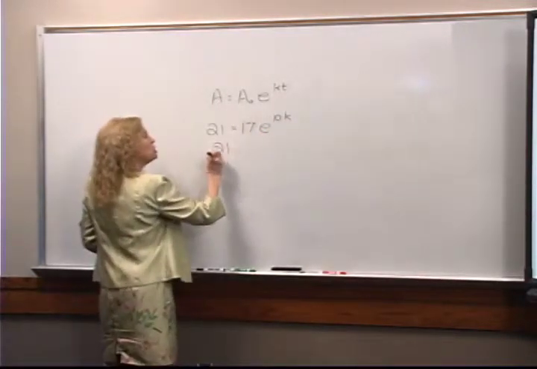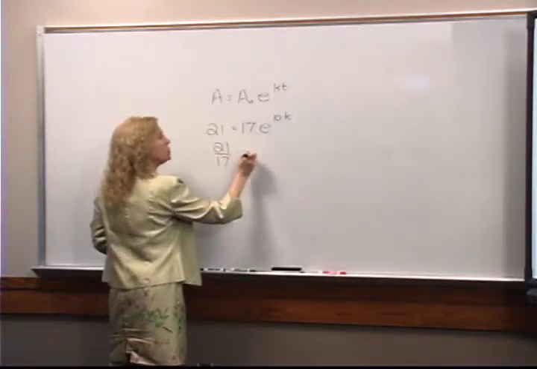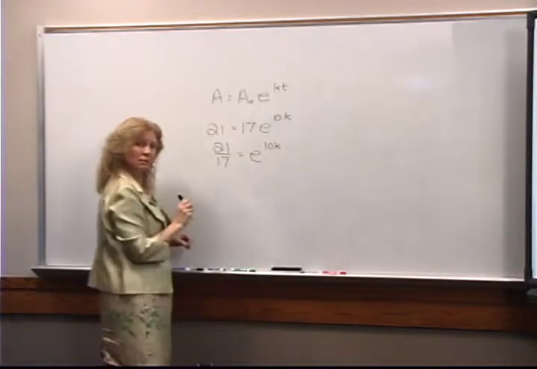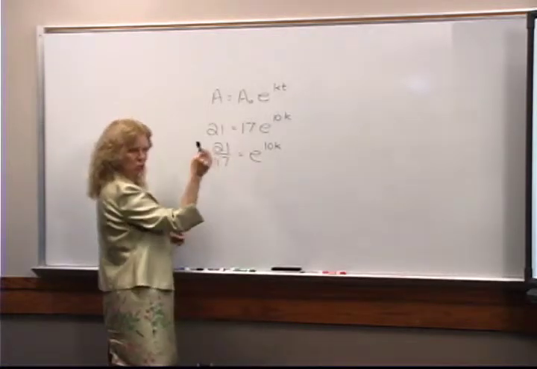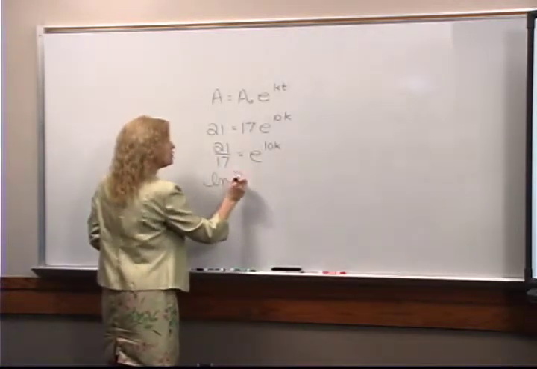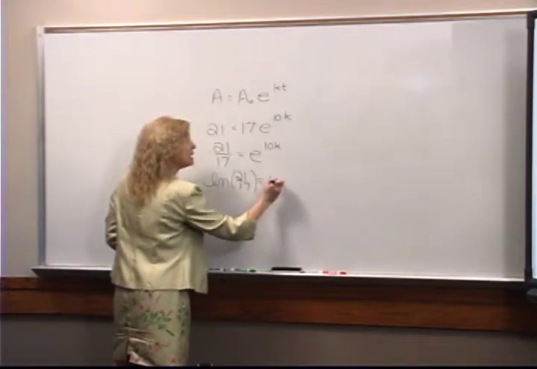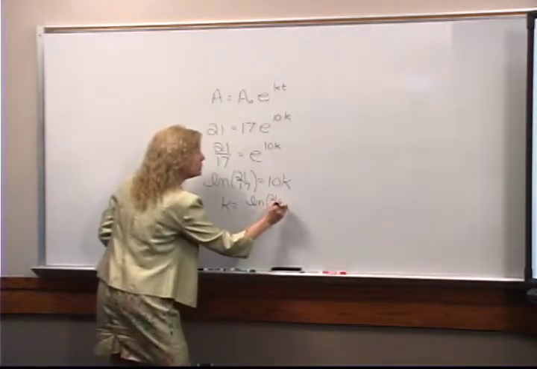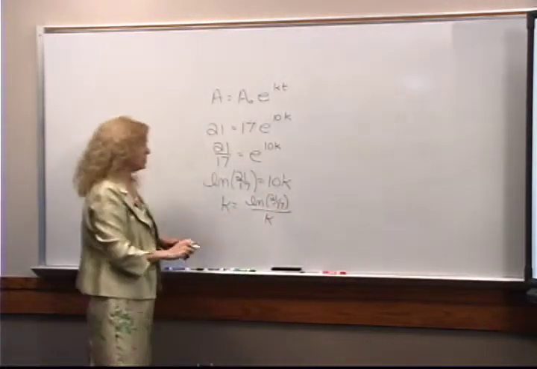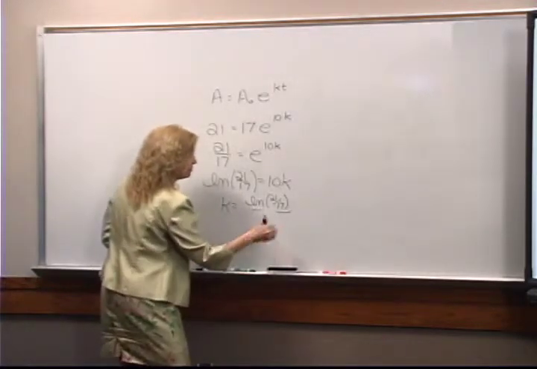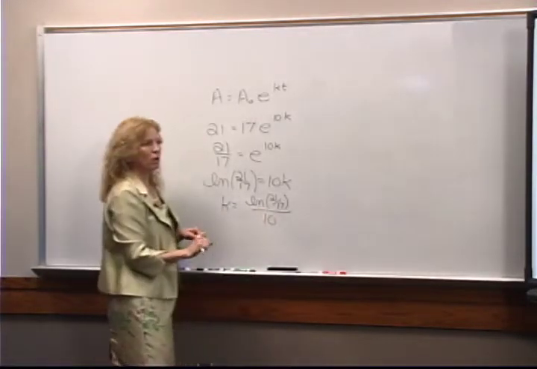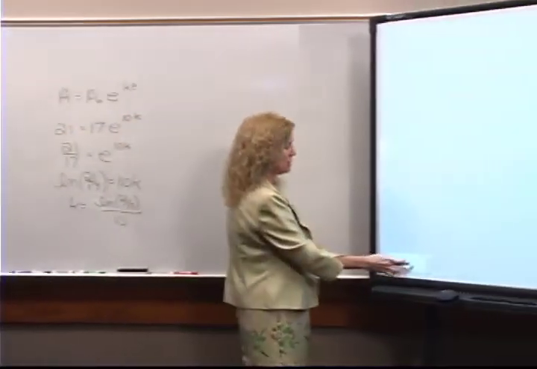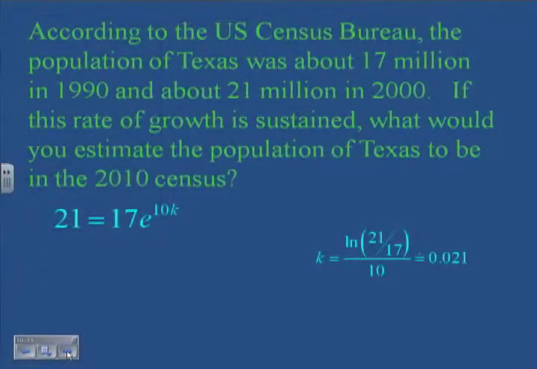I can say, well, 21 divided by 17 will equal e to the 10k. Because I have e, let's use natural logs. So natural log of 21 over 17 will equal 10k, and k will equal natural log of 21 over 17 divided by 10. Okay? And I think I put the decimal here because that's not something I'm going to do in my head. And we came out with 0.021.